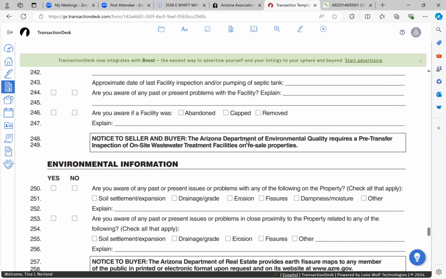Notice to the seller and the buyer: the Arizona Department of Environmental Quality requires a pre-transfer inspection of the on-site waste treatment facility on resale properties no more than 6 months prior to close of escrow. If it's 6 months and a day that you're going to close escrow, the seller has to have it re-inspected. Just an FYI.